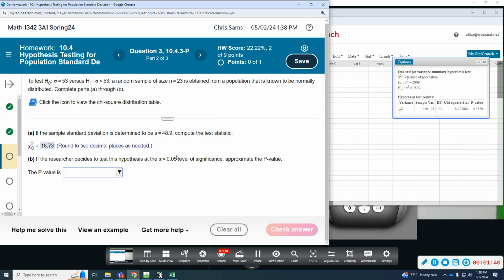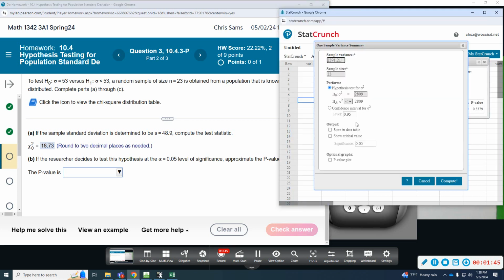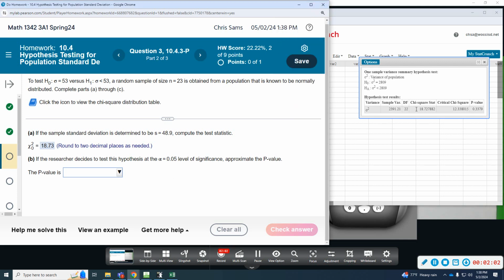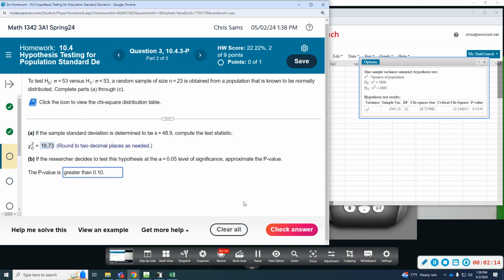If we decide to test at alpha 0.05, options, edit. We're going to show the critical value 0.05. We get our critical value right here. It says critical, 12.34. Oh no, sorry, they want the p-value. P-value is 0.33, so about 33%, 34%. We're going to say it is greater than 10%. Yeah, that's the bigger one.